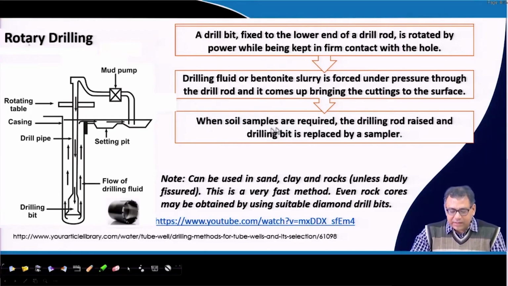This way we can make borings or boreholes, and when we want to collect a soil sample, the bit is removed and a sampler is attached, and we can collect the soil sample. So we can collect the soil sample as well as advance the borehole. This can be used in sand, clay and rocks. This is a very fast method. Even rock cores may be obtained by using suitable diamond drill bits. So using suitable bits we can collect not only soil but also rock, and it is a very fast method.